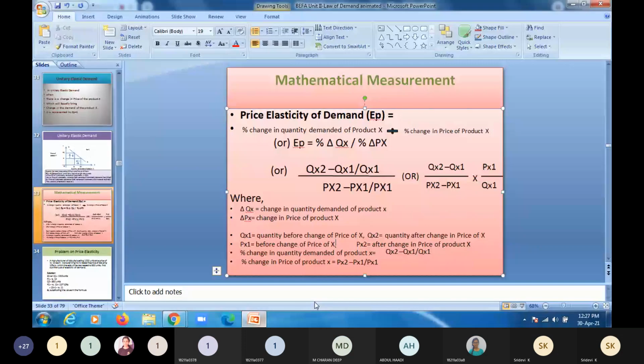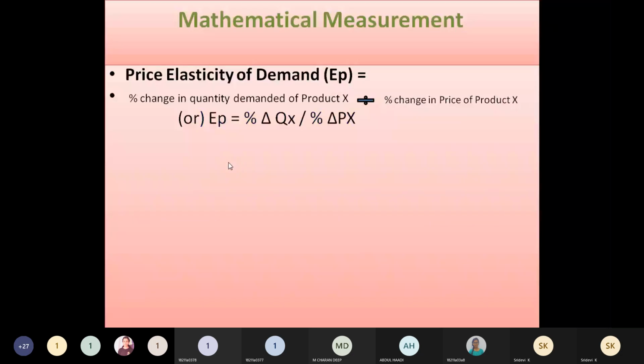For the mathematical measurement of price elasticity, you take this formula. EP is equal to percentage change in quantity demanded of product X divided by percentage change in price of product X. You can convert this using a simple equation: percentage triangle QX divided by percentage triangle PX.